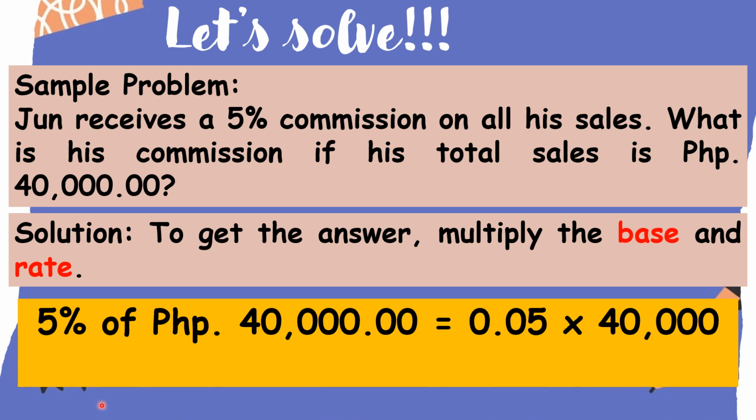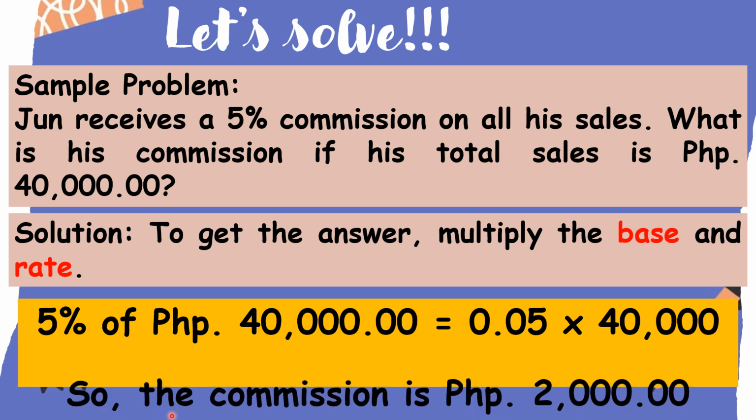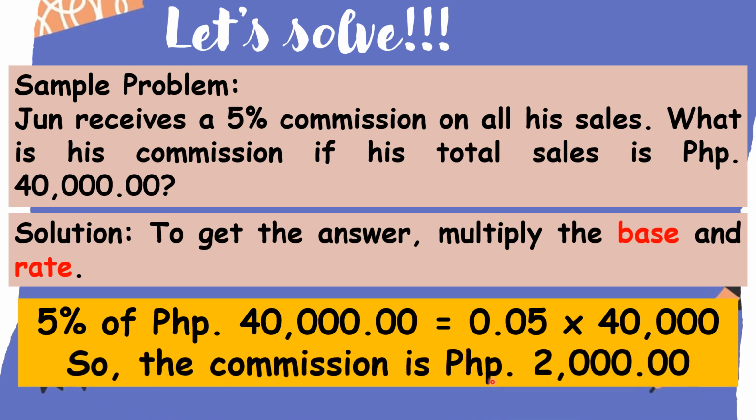So, 5% of 40,000 pesos. Siyempre, convert muna natin ang 5% to decimal form. So, ang 5% is equal to 5 hundredths, then times 40,000. So, kung na-multiply natin yung dalawa, the commission is 2,000 pesos.